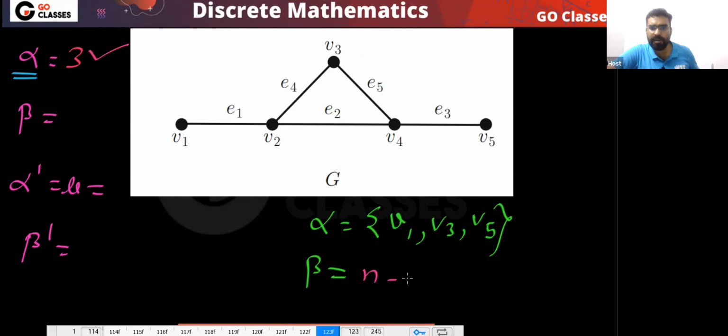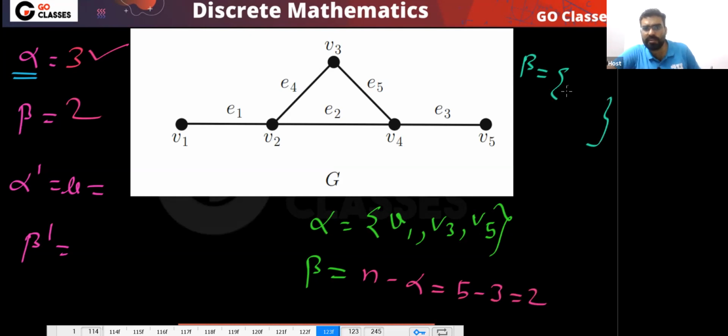Beta is n minus alpha. So you have a total of 5. 5 minus 3, that will be 2. Tell me, which 2 vertices are enough to cover all the edges? So you can take V2, V4. These 2 vertices will cover all the edges.